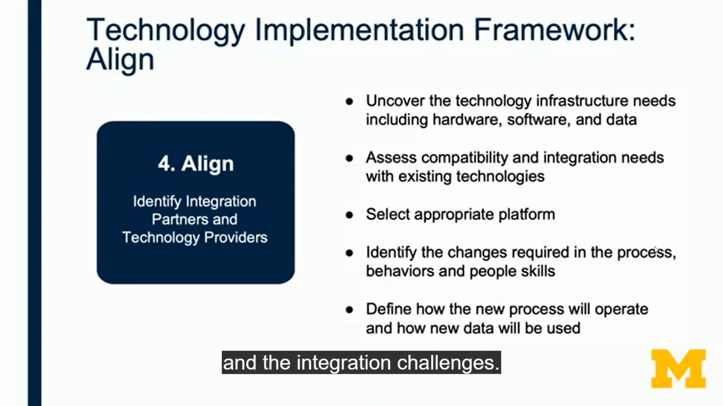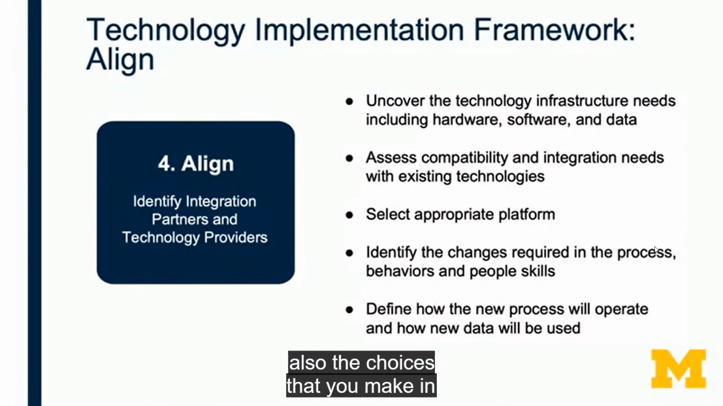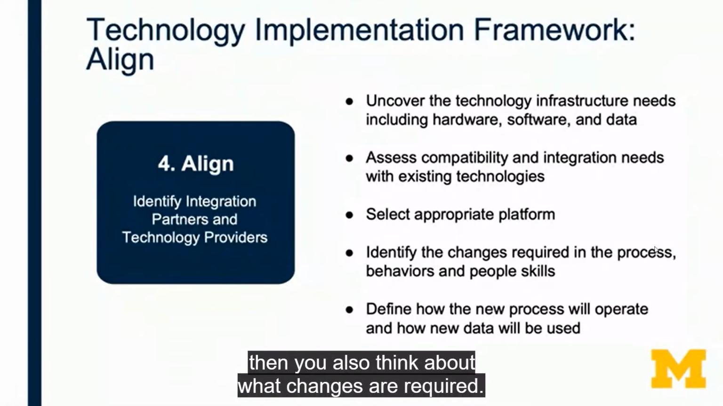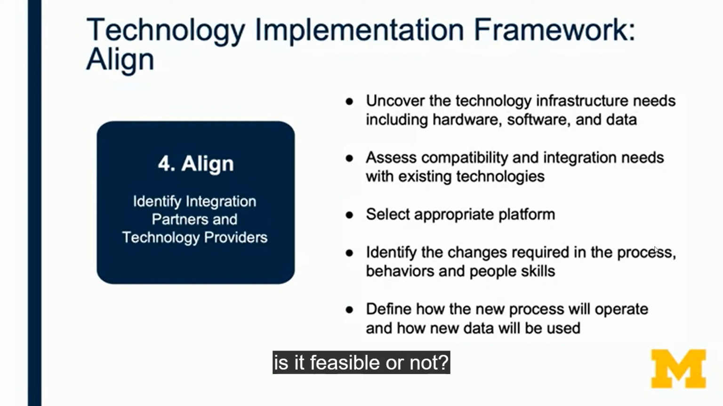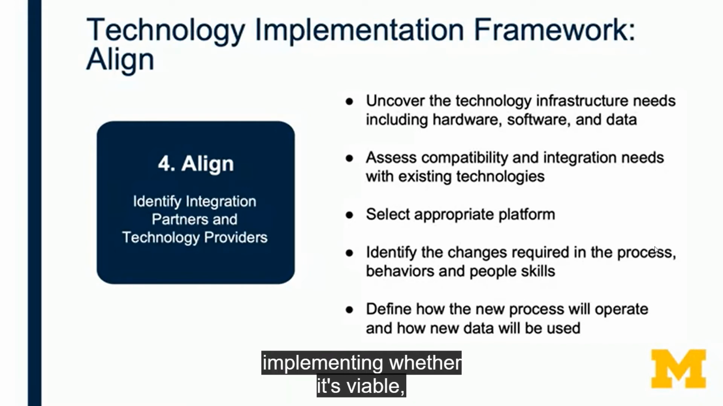That's where you need to connect this alignment with the choices that you make in terms of what platforms you should be choosing. Now, when you think about the platform, then the partners that you bring in, you also think about what kind of changes are required. Then you have to do some kind of optimization there because you're weighing the complexity of change that you're enforcing on the existing process and whether it is feasible or not. And of course, then you have to define how the new process will operate. You could check the new process before even implementing whether it's viable, both from a technology standpoint and from a social standpoint as well.